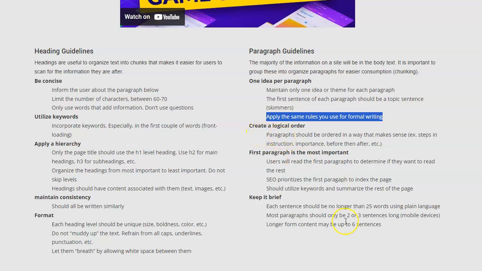Create a logical order. So the paragraph should be ordered in a way that makes sense. I know that that's kind of obvious and also vague at the same time. What I mean is that if you're doing steps of instruction, obviously the first step should be first, and the second one should be second, and so on and so forth. If you're writing something about the new COVID strain that's out, right? You're going to want to put the most important information that people need to know first, right?